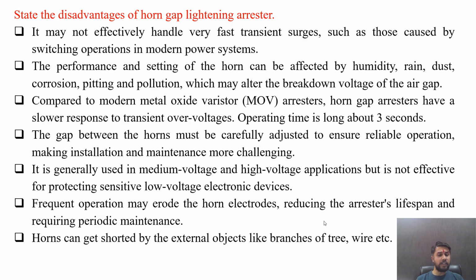Horns can get shorted by external objects like branches of trees, wires, and some creatures like snakes, etc. This will affect the operation and performance of the horn gap lightning arresters. So these are some disadvantages of horn gap lightning arresters.